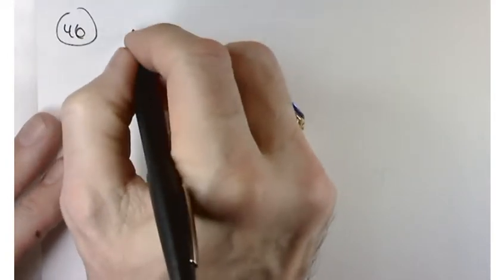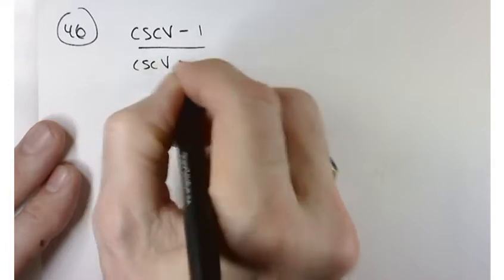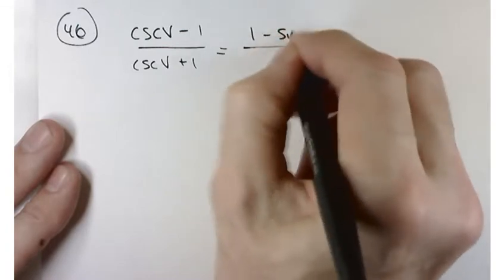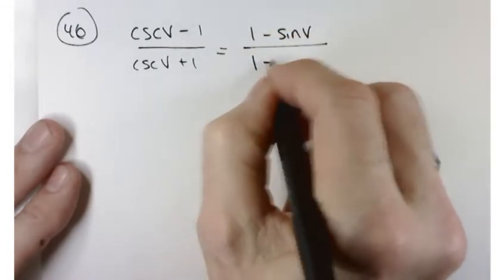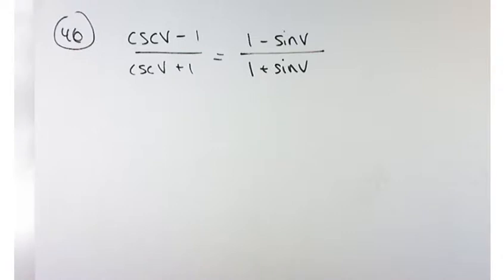Let's move next to problem number 46. Cosecant of v minus 1 over cosecant of v plus 1 equals 1 minus sine of v over 1 plus sine of v. Now, as the last one demonstrated, you can work with either side. In this case, one doesn't necessarily look much more difficult than the other, but if you had to choose, where would you start? Left-hand side or the right-hand side?